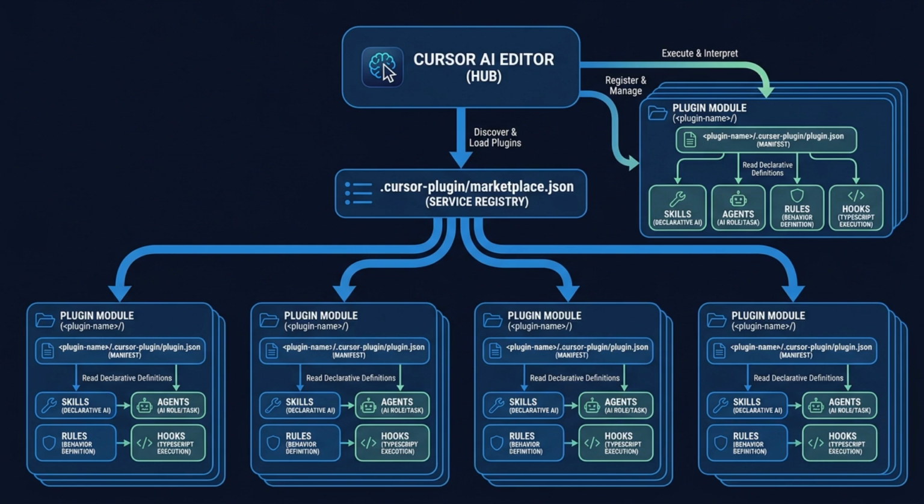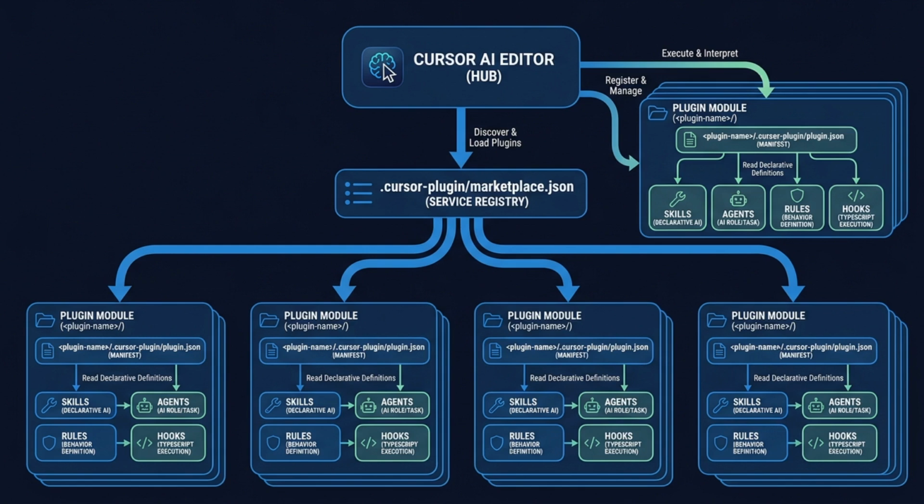The architecture is best described as hub and spoke. Cursor is the hub, and every plugin is an independent, self-contained directory acting as a spoke. A central marketplace JSON file at the root works like a phone book, letting Cursor discover every available plugin. Each plugin then carries its own manifest, plus folders for skills and rules that tell the AI agent exactly how to behave when using that tool.